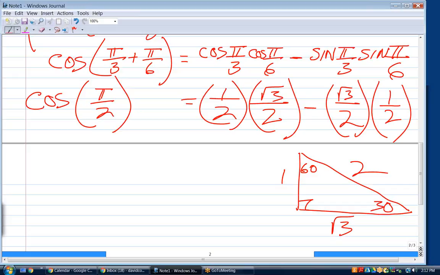And what do we know the cosine of 90 degrees to be? 0. And that's what you get when you do it this way also. 1/2 times root 3 over 2 minus 1/2 times root 3 over 2 is 0.